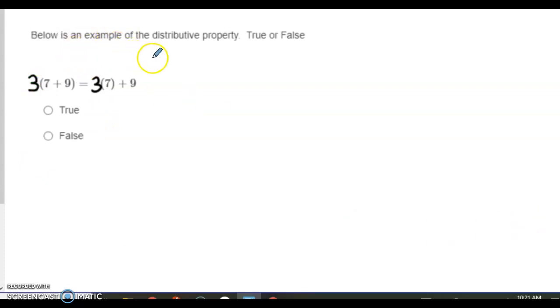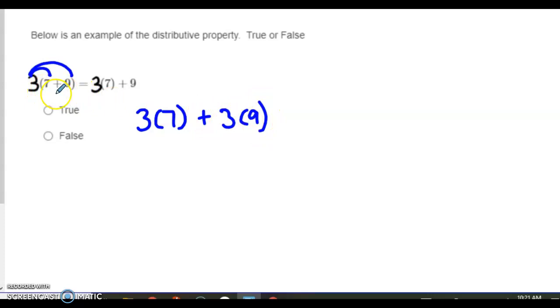Below is an example of the distributive property, true or false. Okay, so remember the distributive property means that you have to distribute that 3 to everything inside your parentheses. It's just like the mailman distributes mail. It goes to every house in the neighborhood. So in the distributive property, you have to distribute the 3 to all of them. If we did it correctly, we would have to do 3 times 7, and 3 times 9, because we would distribute that 3 to both of them. Here, they did not distribute correctly, so that is false.